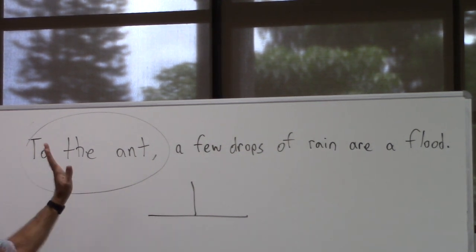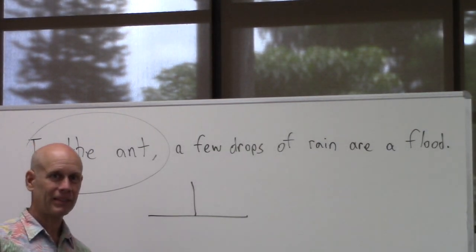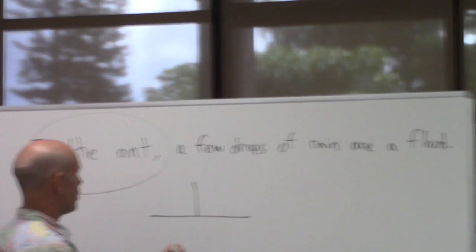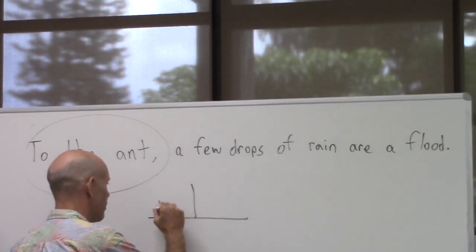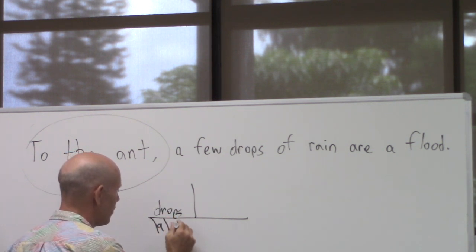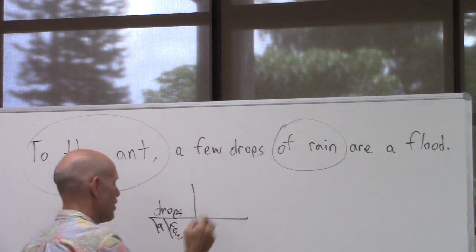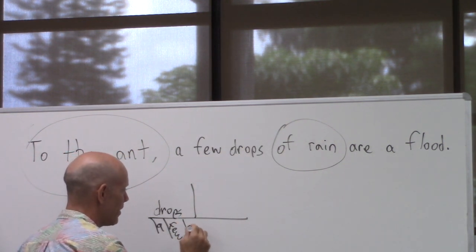Now, we got that out of the way. It's not the ant. What is the subject then? The drops of rain. All right, the drops, right? What kind of drops? A few. What kind of drops? The drops of rain. That's an adjectival preposition right there.